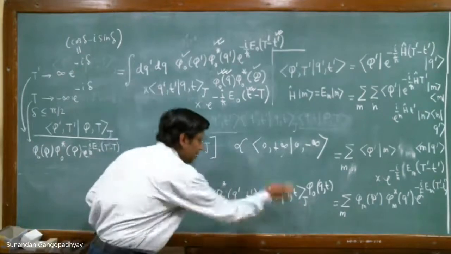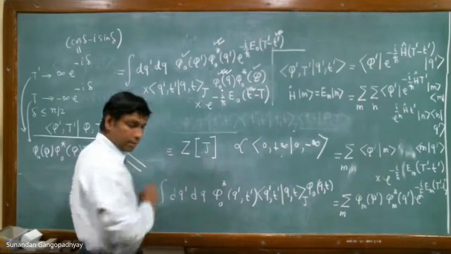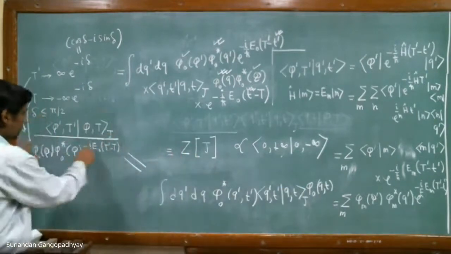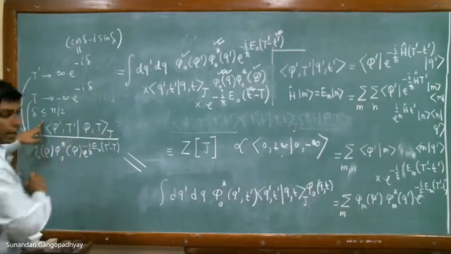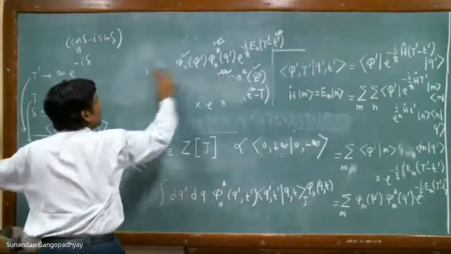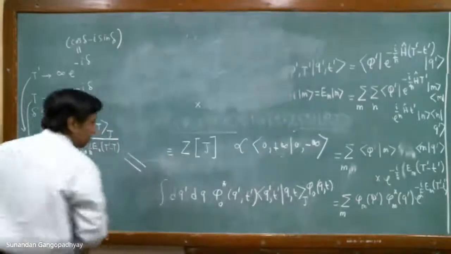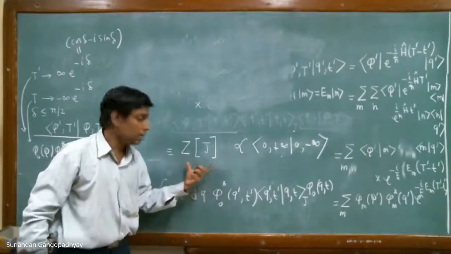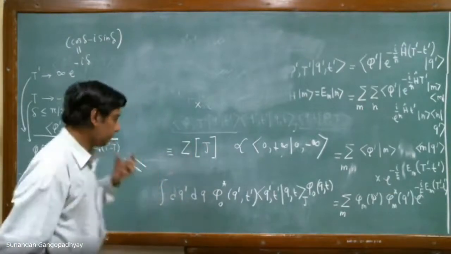And what is this expression equal to? I denote it as Zj, and Zj is equal to some numerical factor, so this is equal to some number times this factor. So what we have ultimately, and also this Zj is basically a functional of j. So this is called the vacuum functional. Vacuum functional. Okay.